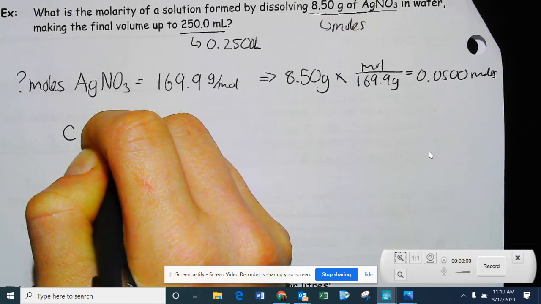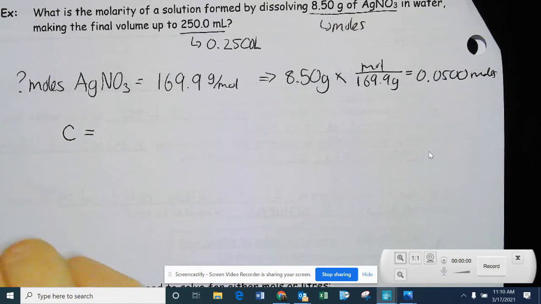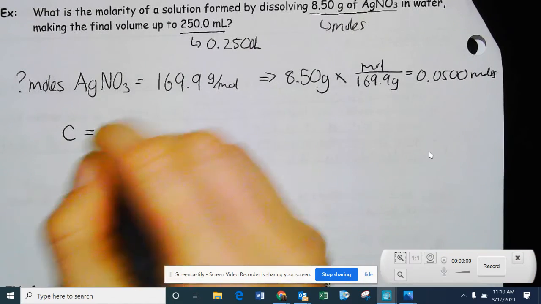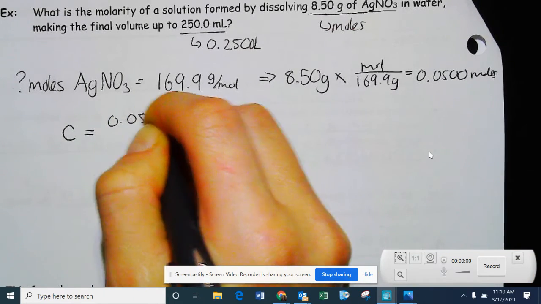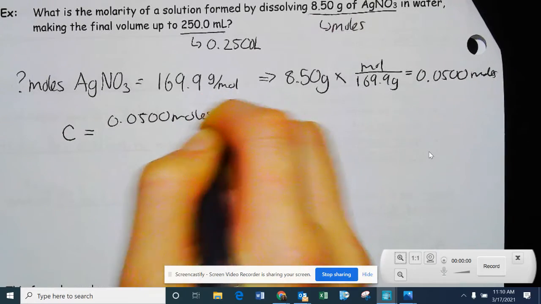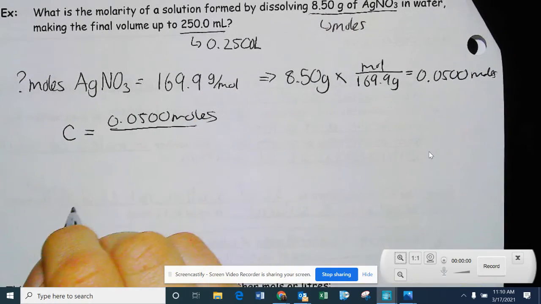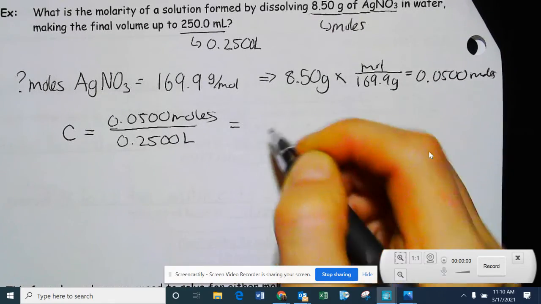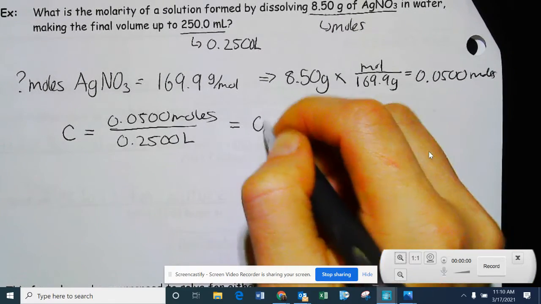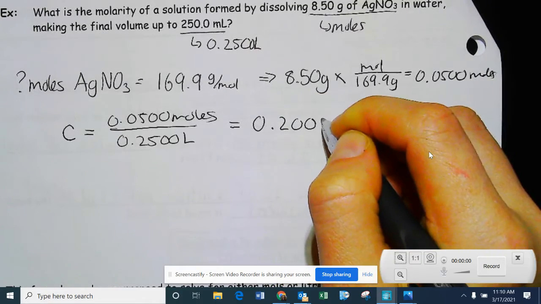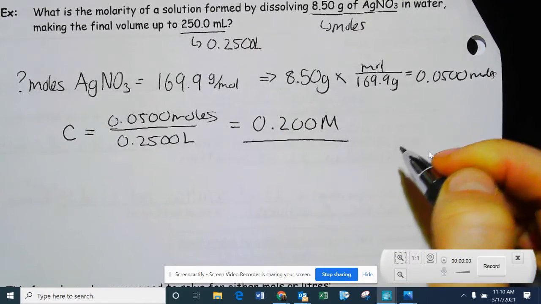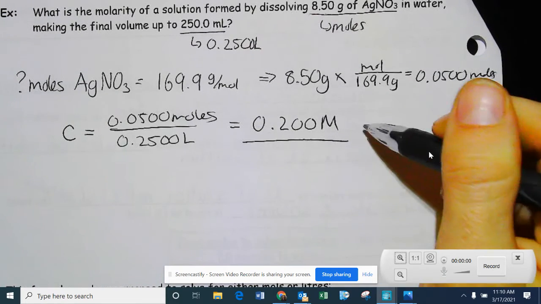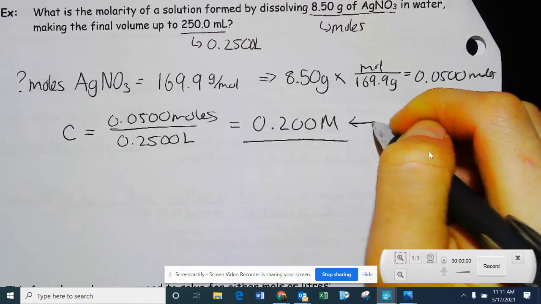C, or molarity, equals... which number goes on top, my liters or my moles? Good. 0.0500 moles per 0.2500 liters. Okay. And I'm going to end up with 0.200 molar. So moles per liter. You could write moles per liter, that would be fine. But know that it's also molar.